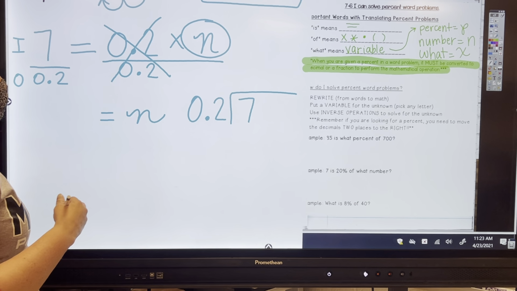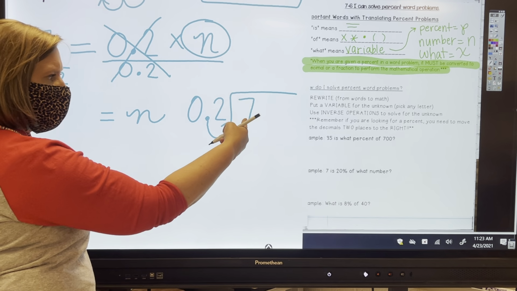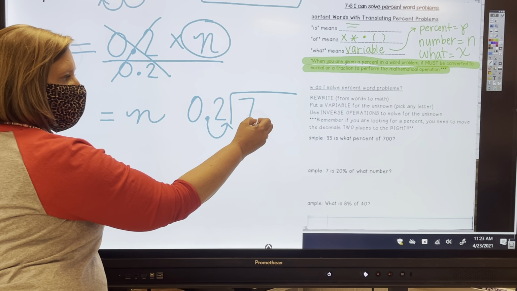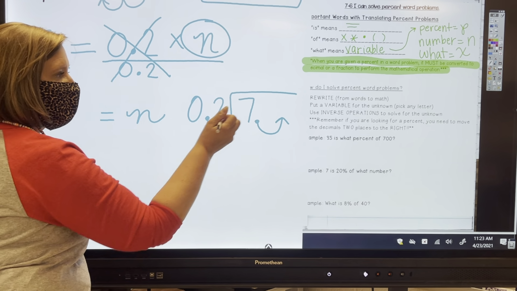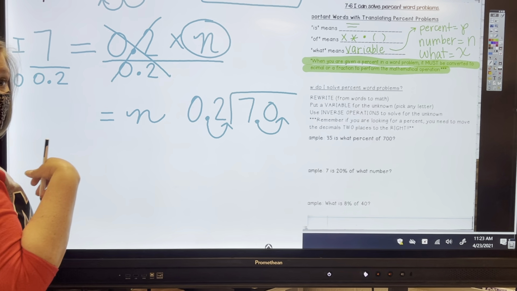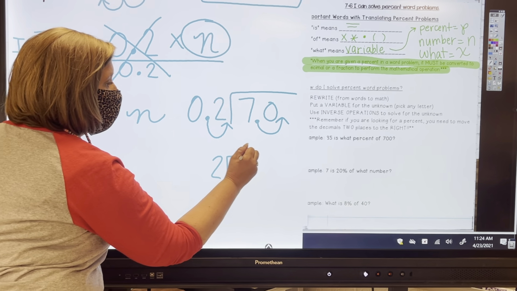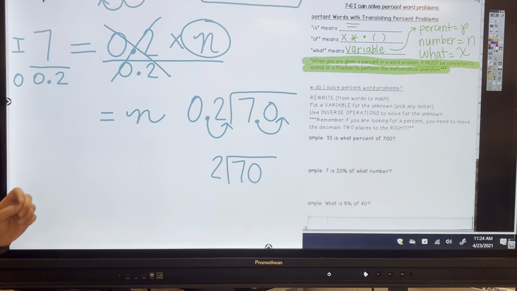Can I do this like this? No. So then you move the decimal. So where's my decimal here? You put a 0 and then a decimal, then a 0. Then I need to move it. So what's going to go in my open spot? The 0. Am I going to leave it looking like this? No. So I'm going to have a 2 on the outside, and what am I going to have on the inside? 70. I want you to do that division.